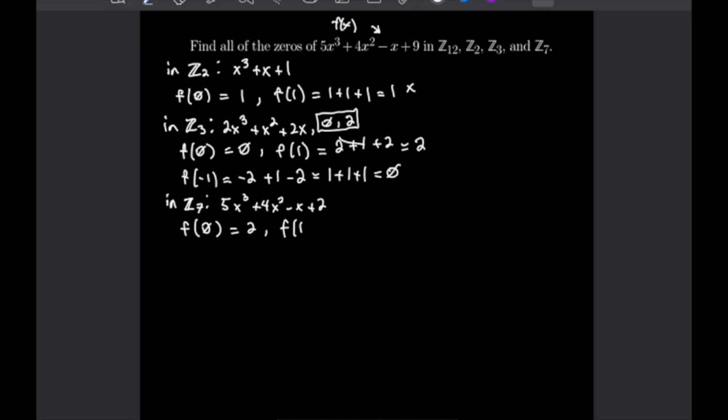Next, let's look at f of 1. Well, f of 1 is going to give us a 5 for our first term, a 4 for our second term, a negative 1 for our third term, and then we will have that plus 2 there at the end.